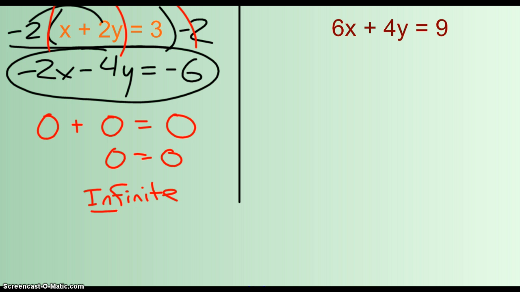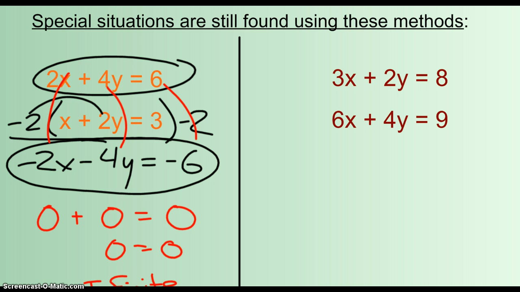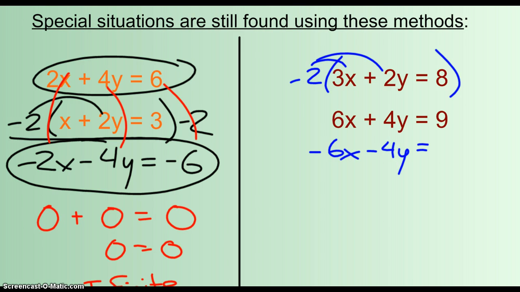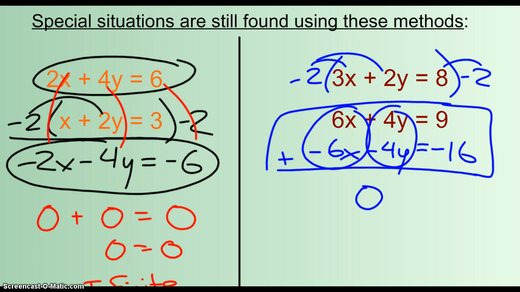And as you might guess, on the right here, this is one where we'll have no solution. Let's say I was trying to get rid of the x's here. I multiply this by negative 2. So I get negative 6x minus 4y equals, and then I would do this times negative 2, which is negative 16. So if I add these together, I get 6x plus negative 6x is 0. 4y plus negative 4y is 0. And 9 plus negative 16 is negative 7. But 0 does not equal negative 7, so no solution.